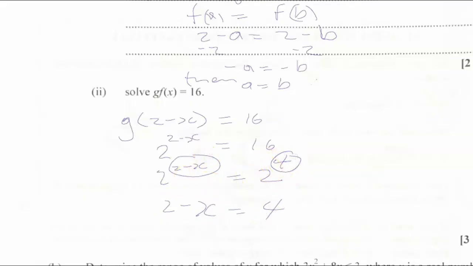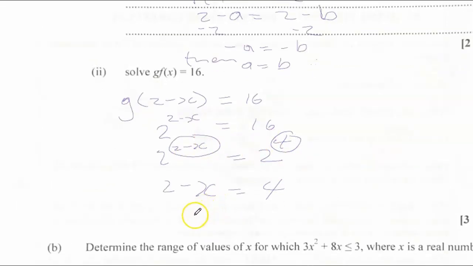And we solve. In solving this equation, we can just rearrange and group. So minus x, if I group minus x on the right, it's positive. We have 2. If I group 4 on the left, it's negative. So 2 minus 4, that's negative 2. So x equal to negative 2.